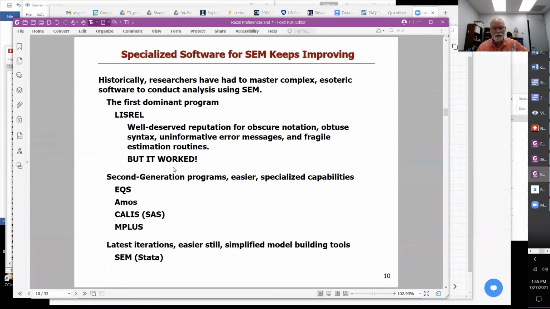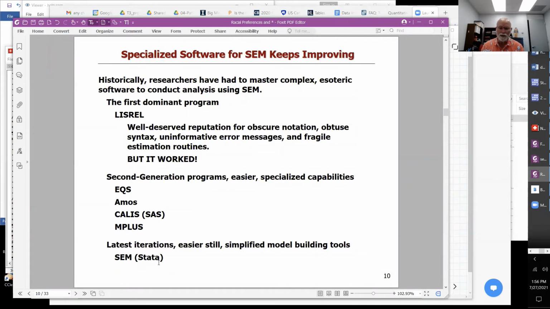And then along came programs that you might call second generation programs, EQS, AMOS, CALIS, Mplus. Those were all programs that would often be used in place of LISREL. LISREL evolved. Later versions of LISREL got better. And so the early days, thankfully, don't have to be repeated anymore. And then I'm going to talk a little bit today about the SEM procedure in Stata. And it's not the only example, but I would call it possibly third generation.